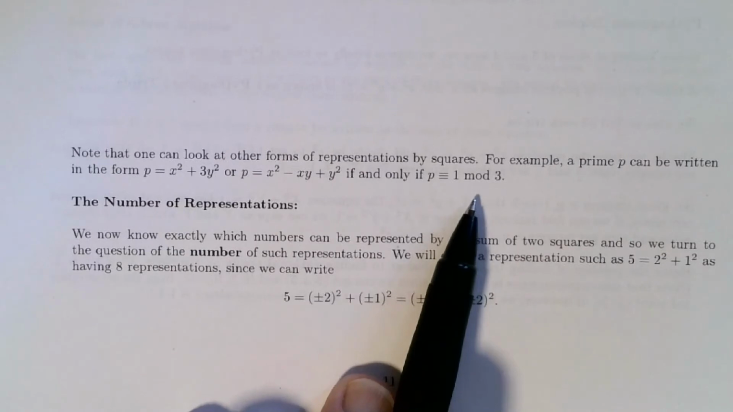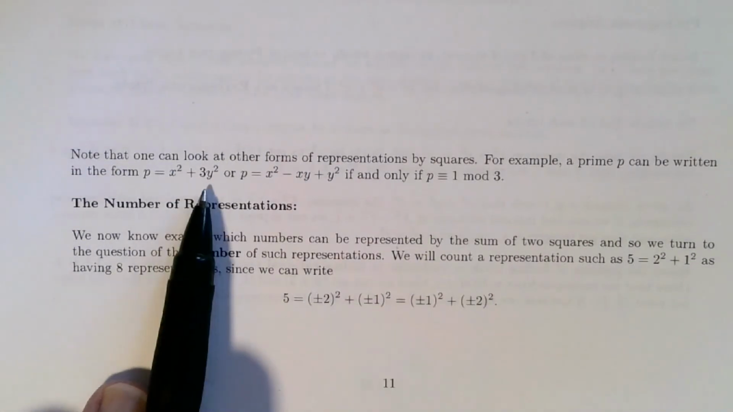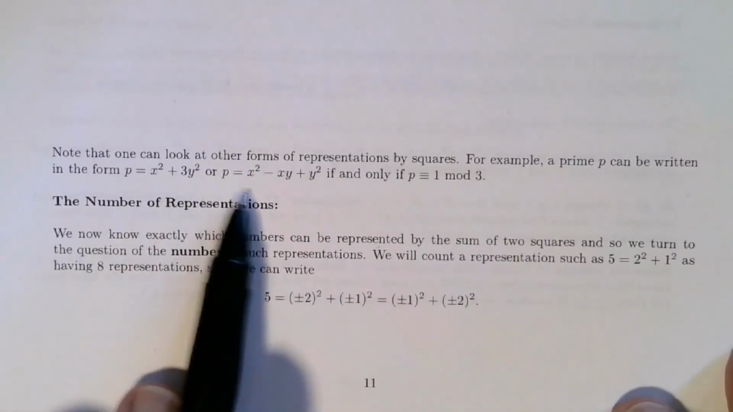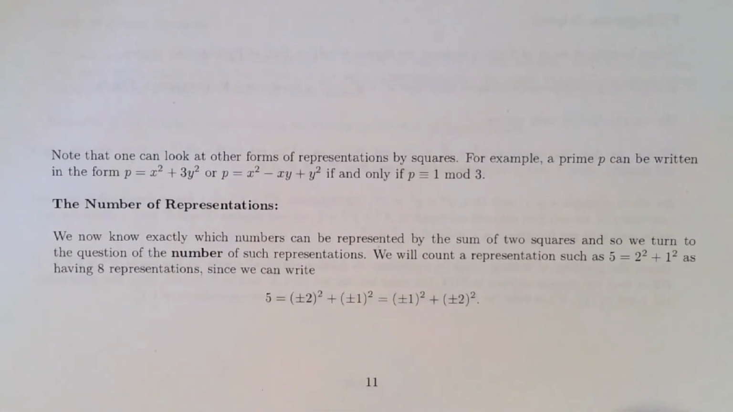And there are other representations one can do. Look at a square plus 5 times a square, and so on. Plenty of this stuff is in lots of the number theory books. This is as much as we'll do here with the sum of two squares.